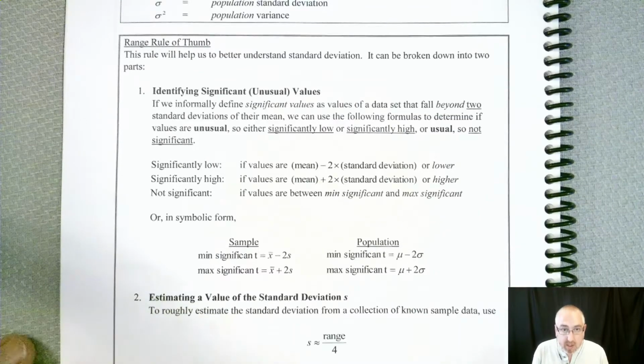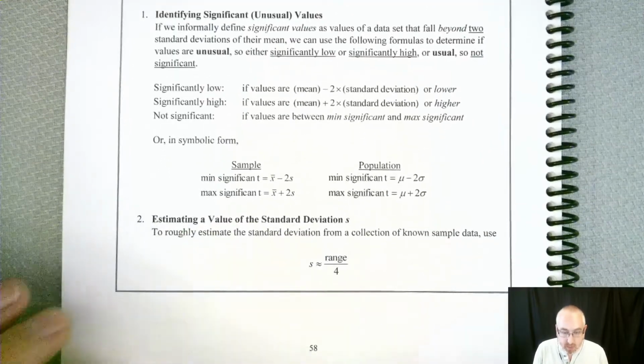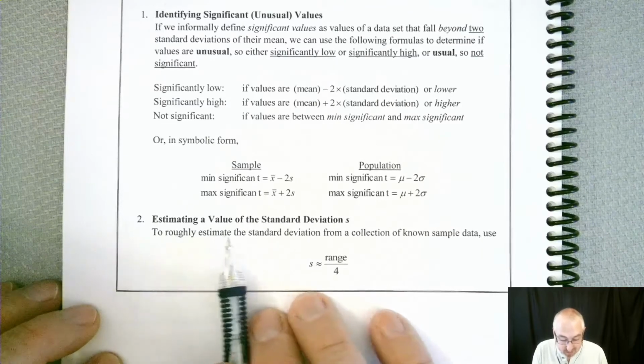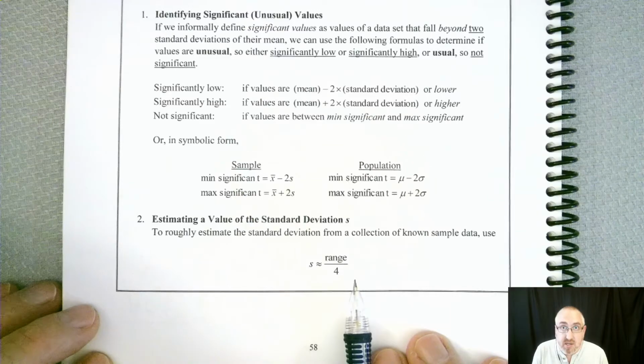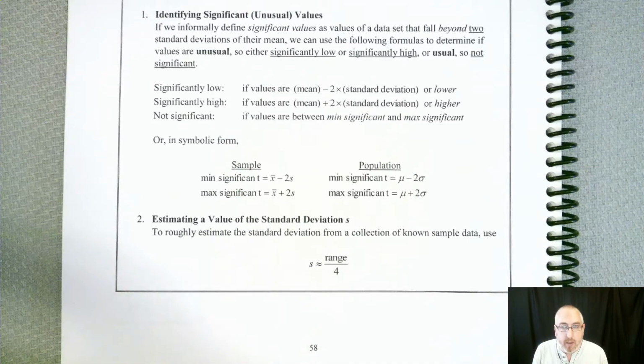So let me just go through the second part of the range rule of thumb, which is estimating the value of a standard deviation. And we can approximate the standard deviation by taking the range and dividing by 4. So really it's a spin-off of the previous one.